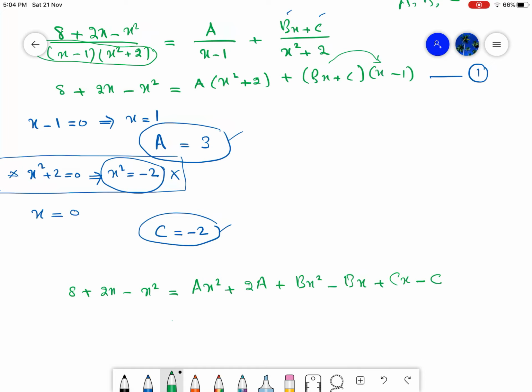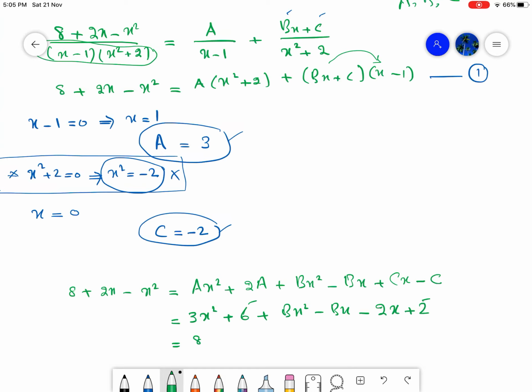Further, you can simplify it. Values of a and c are given. So a is equal to 3, so this becomes 3x square plus 2 into 3 is 6. bx square minus bx. Value of c is -2, so it will give you -2x. -2 into minus is +2. And further, if you simplify these two, it will give you 8.